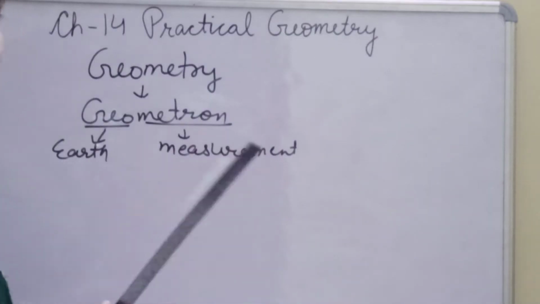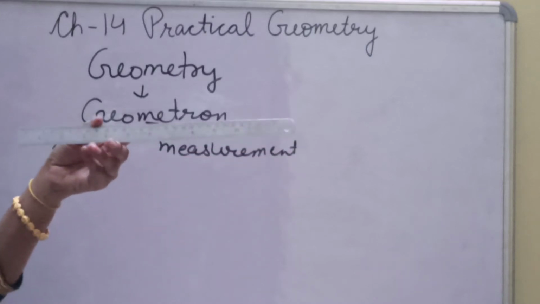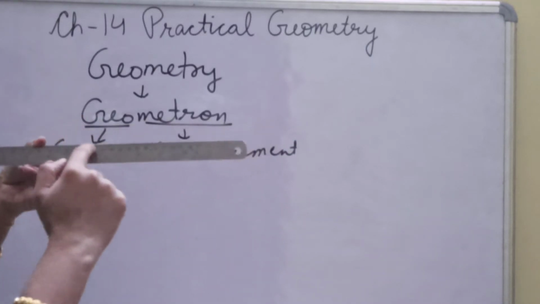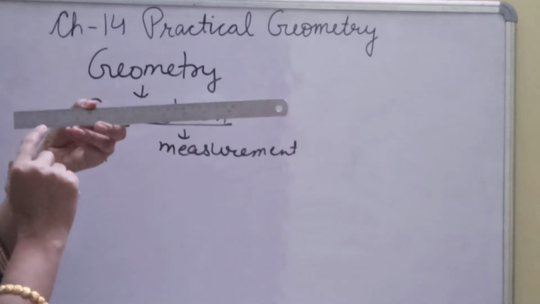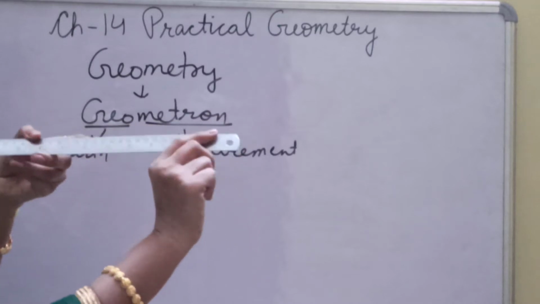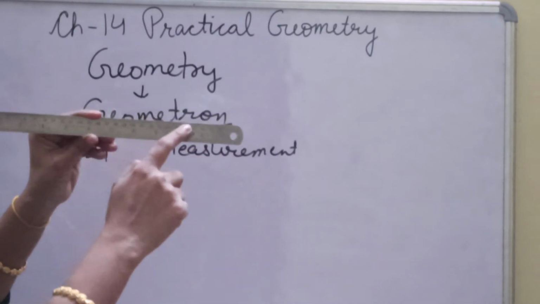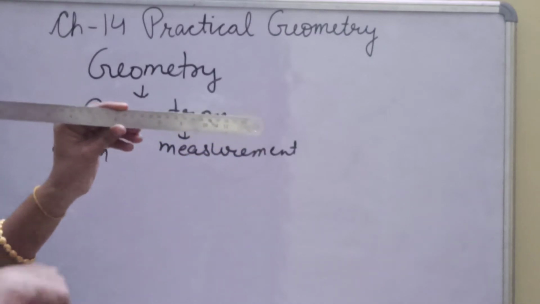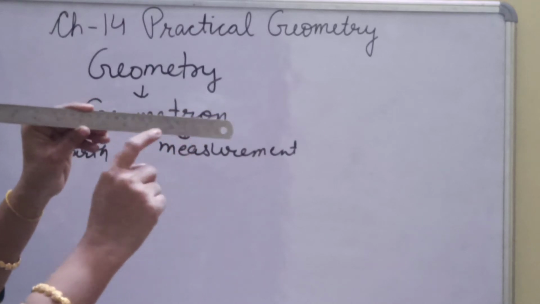First of all, we are using this scale. On this scale, one side you have numbers 0 to 30 and the other side you have 1 to 12. The small calculations 0 to 30 are in centimeters, and the bigger ones are in inches.